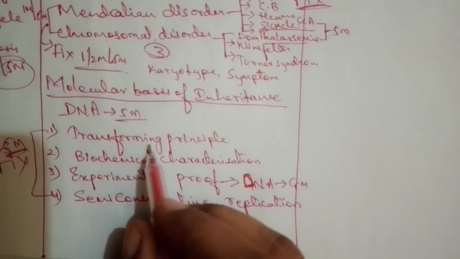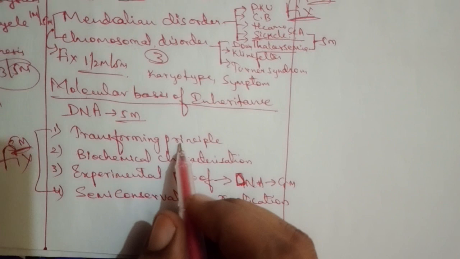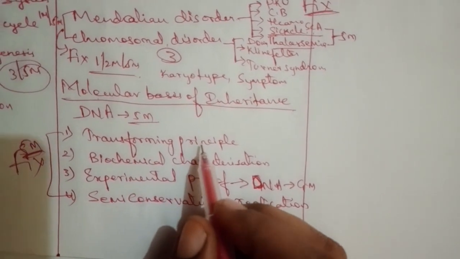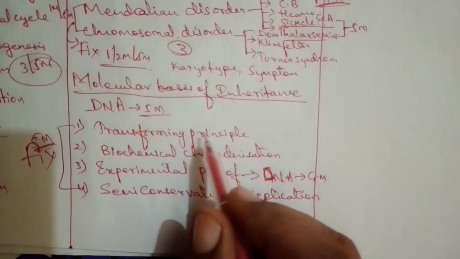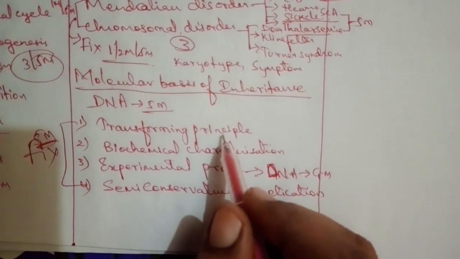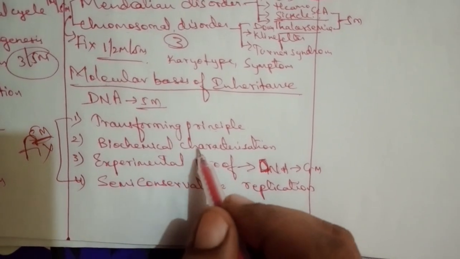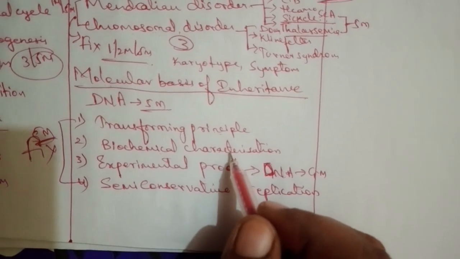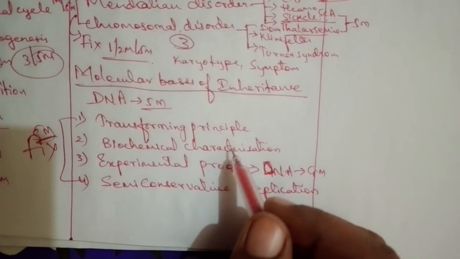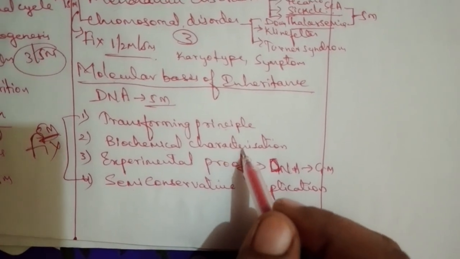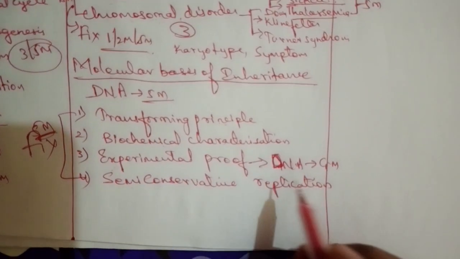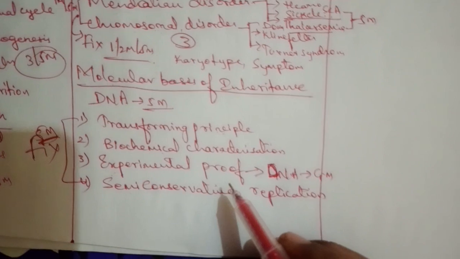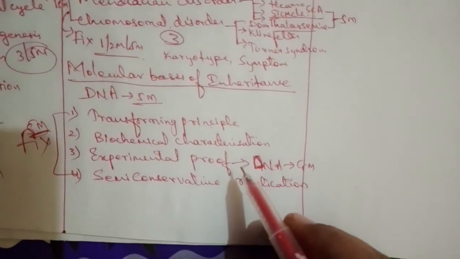So here in transforming principle, you are getting the definition along with which type of organism they are using, which scientist conducted it, along with how the experiment was carried out. Followed by that, biochemical characterization: how many scientists were involved, what they used, and finally what they found out. In the experimental proof for DNA, this proof was given by Hershey and Chase.